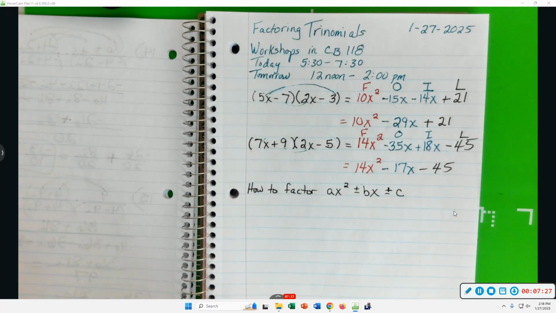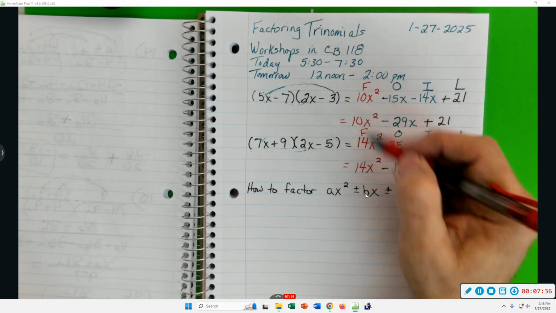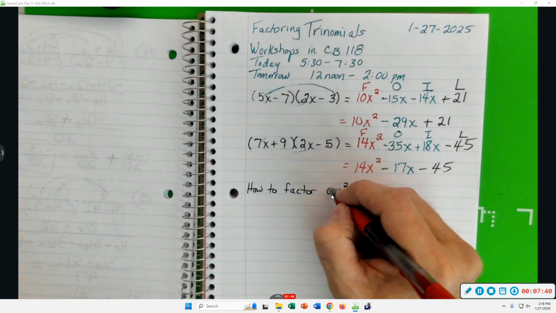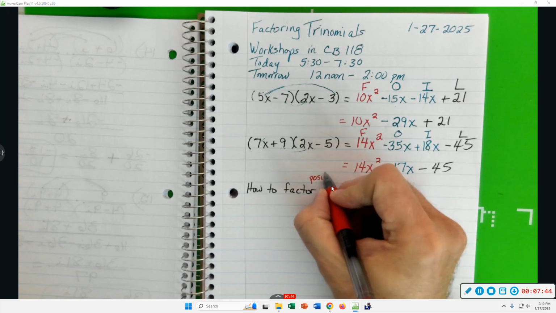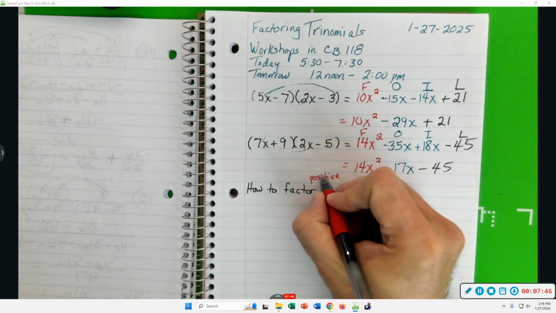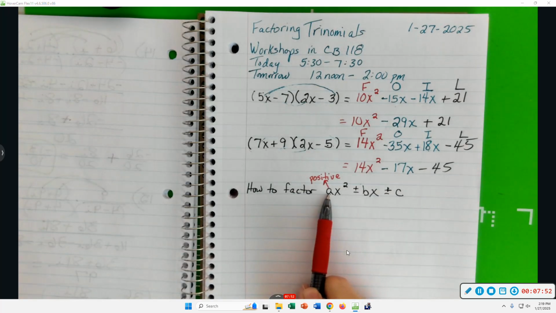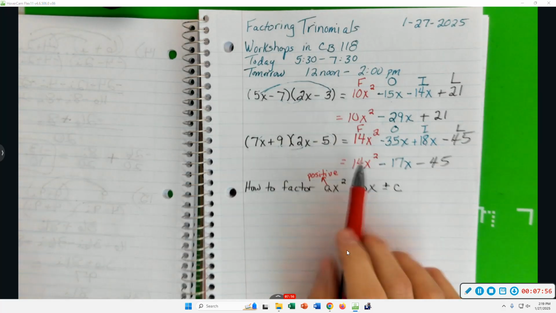And this works when a is positive. You're going to want the leading coefficient to be positive. And if it isn't positive, then we'll have a way of handling that. But assume that the a value, for this little rule that Tony's writing, is positive. This first number we'll assume is positive, like the 14 and the 10, and that's a good assumption.